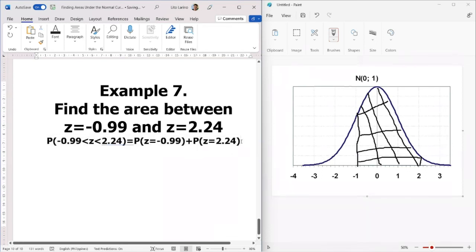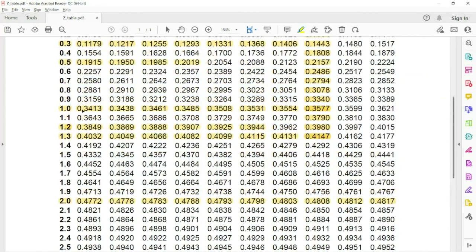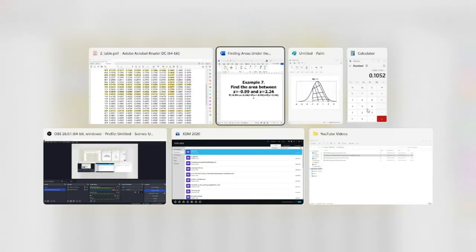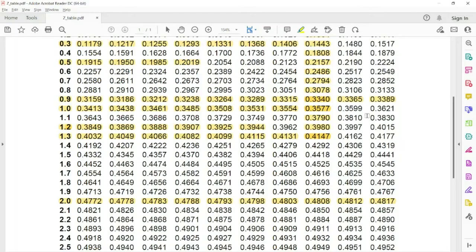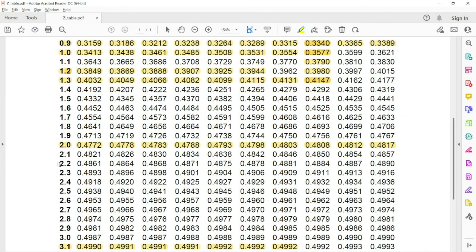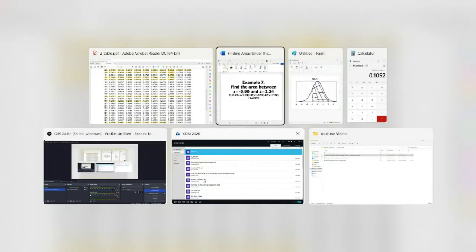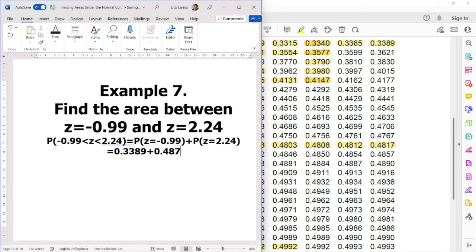Let's do that using our standard table. What is the area when the z-score is negative 0.99? 0.99. Here we have 0.3389. 0.3389 plus, when the z-score is 2.24, 2.2, 1, 2, 3, 4. 0.4875. And let's state our final answer.